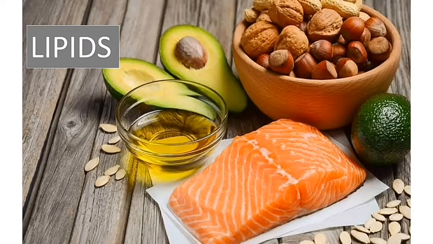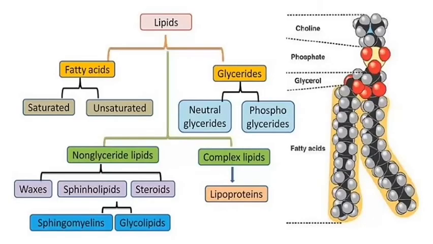Now let's talk about lipids. Now the lipids can be of different types, such as fatty acids or glycerides. Now while we are talking about lipid metabolism, we are mainly talking about triglyceride metabolism. Now the triglyceride is made up of an ester and 3 fatty acid chains.